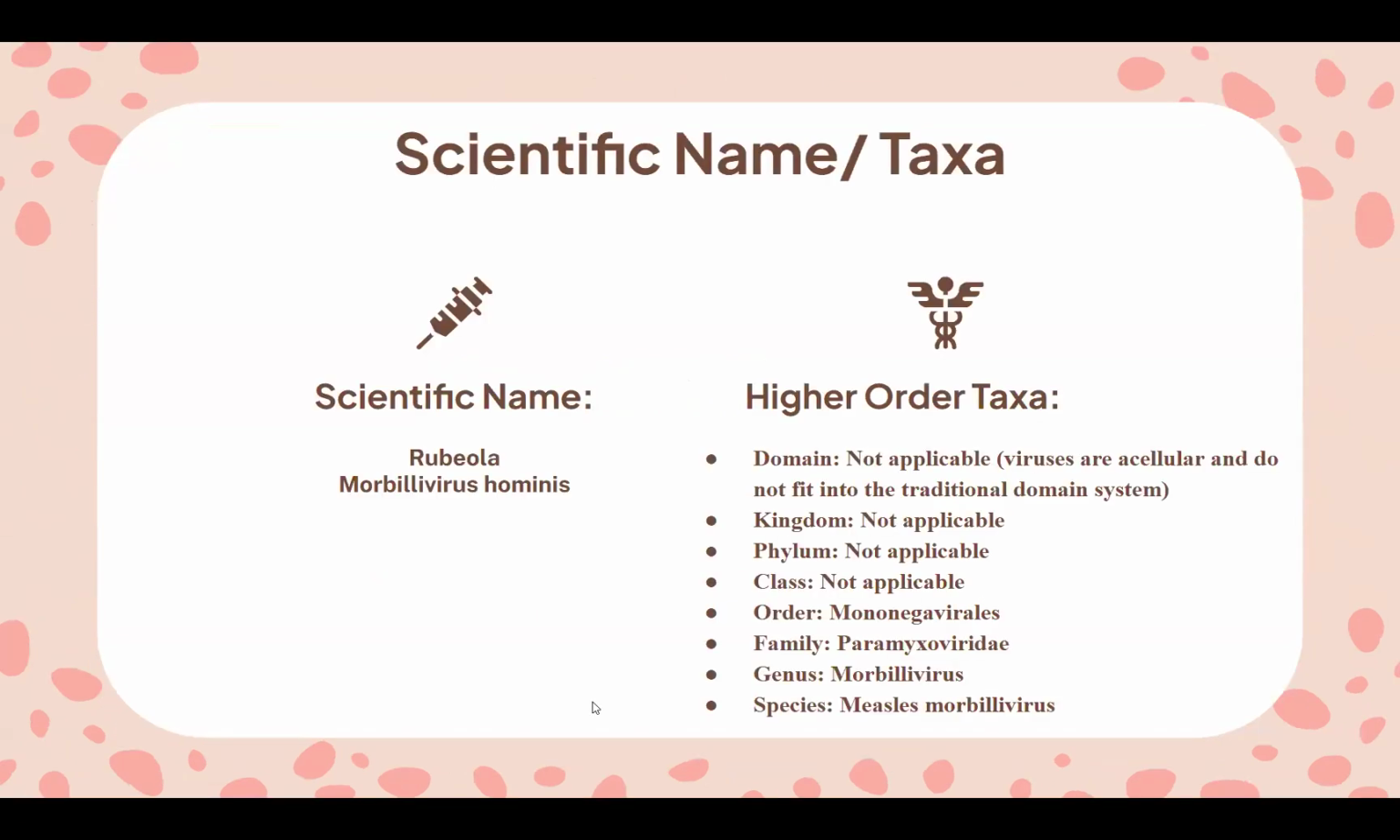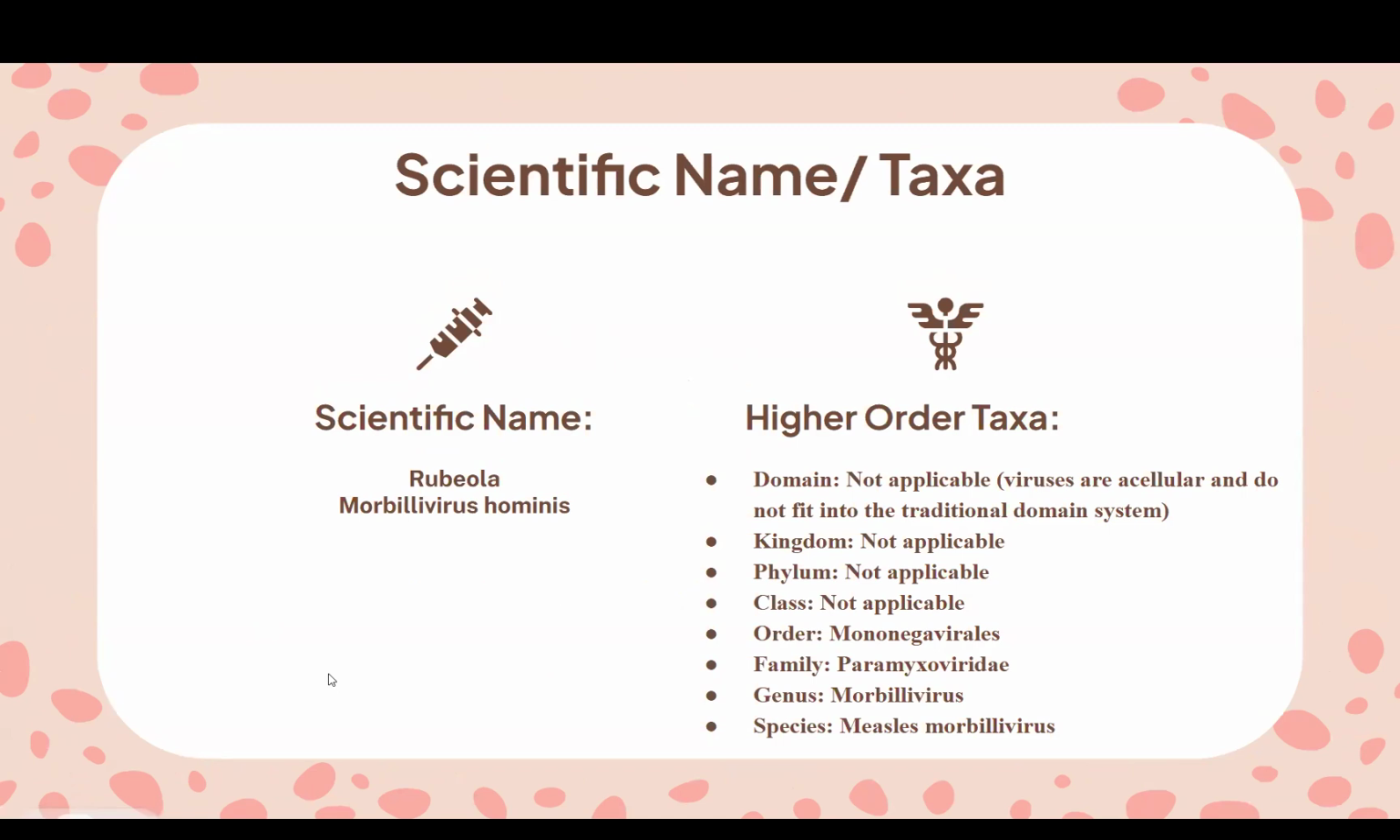For our scientific name, it's either Rubeola or Morbillivirus hominis. In the higher order taxa, for the domain, kingdom and phylum, it's not applicable because it is a virus instead of a particular eukaryote. For the class, for the order, it's called Mononegavirales. In the family is, and the genus is Morbillivirus, and the species is Measles morbillivirus.